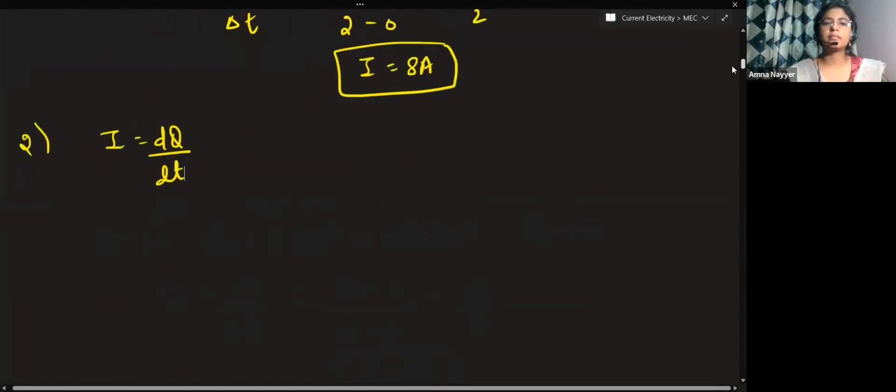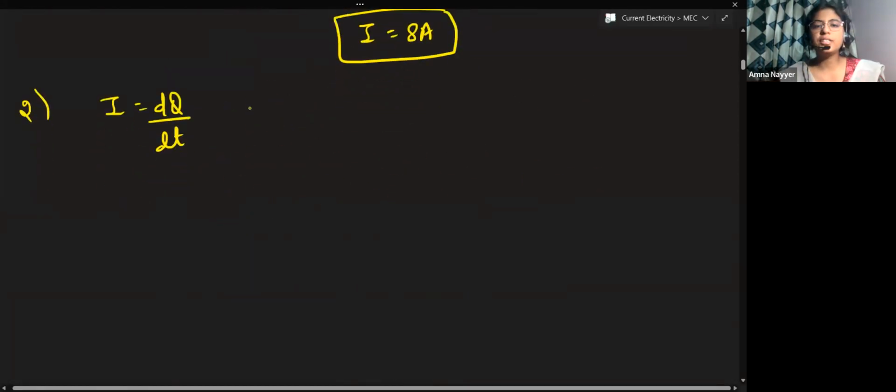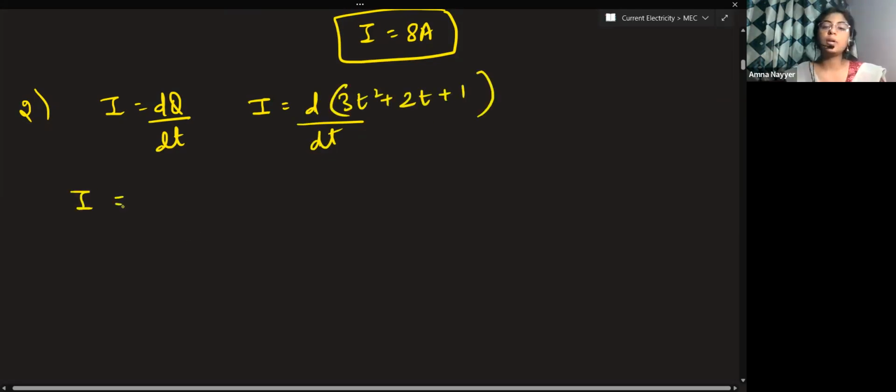2 seconds. So we'll differentiate it. Current will be what? Differentiation of what? Whole charge. Whole charge is given: 3t square plus 2t plus 1. We are differentiating this. That's why we had revised differentiation and integration when we started potential and capacitance, because it will be used throughout.